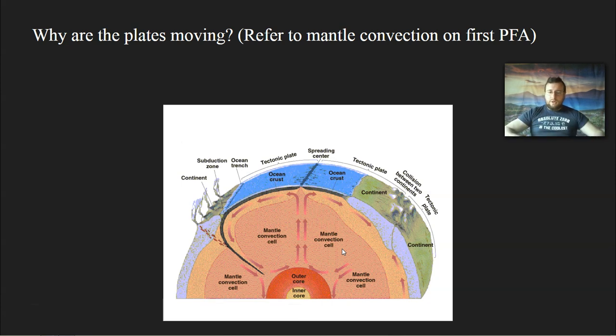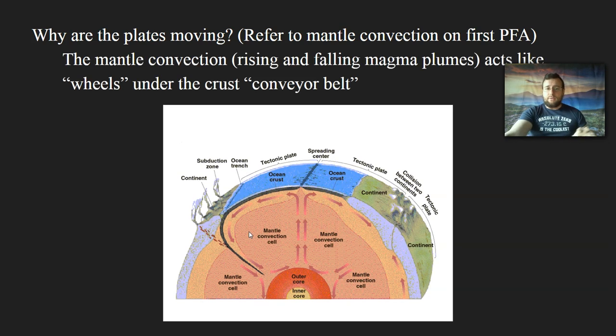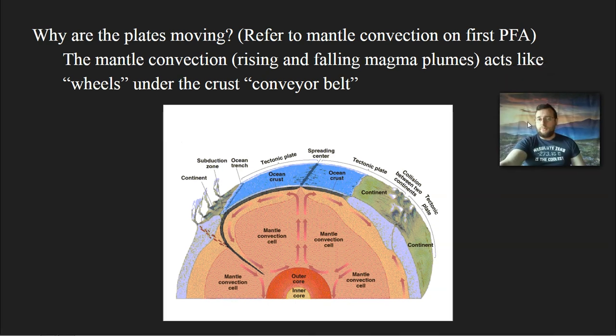And as they do, they actually rotate underneath the crust, acting like wheels that push the crust back and forth, causing the plates to move. So it's as if the mantle convection of rising and falling magma plumes act like wheels under the crust, which is like a conveyor belt. And that way, the pieces of the crust and the features in it are all attributed to the energy that's coming from the inside of the core of the Earth, that geothermal energy, rock heat, right?